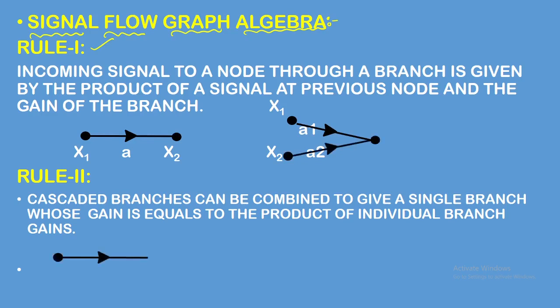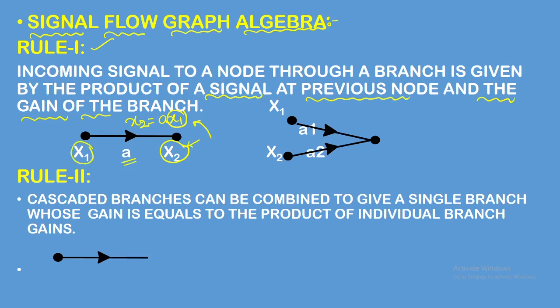See, if you want to get the gain of this x2, what can we write? x2 can be written as a into x1. See, that is what I have written. The incoming signal to a node through a branch is given by the product of the signal at the previous node and the gain of that branch. So whenever you have the incoming signal x2, you multiply the gain a into the previous signal. That is what I have explained here.